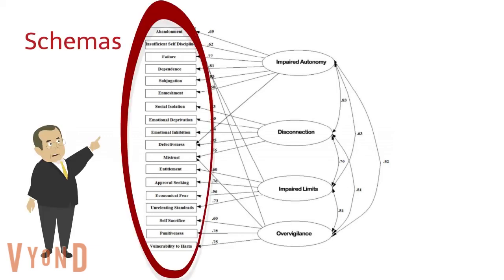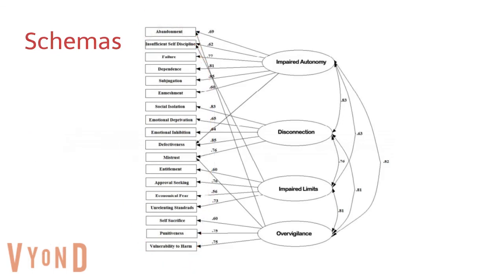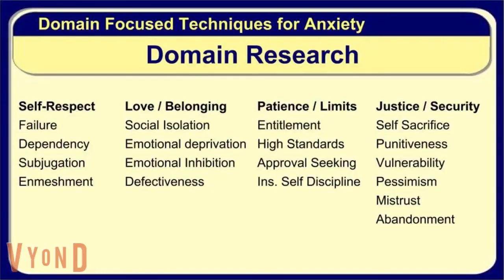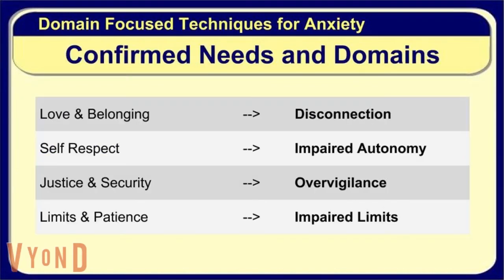The first-order factors, namely schemas, are consistent with the previous studies. So we can be sure that we are using the same tuning system. The number of second-order factors was 4, like some of the previous research. But the links between schemas and domains were changed. Here is another table that summarizes our results: 4 domains and the 18 schemas that they cover. The needs that we managed to confirm are as seen on the screen. They are love and belonging, self-respect, justice and security, and lastly, limits and patience.